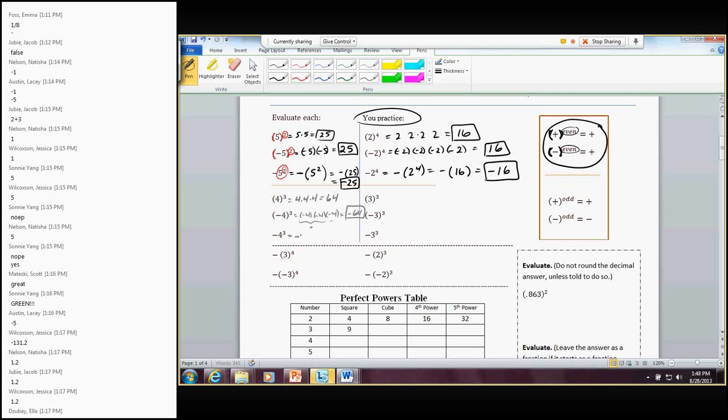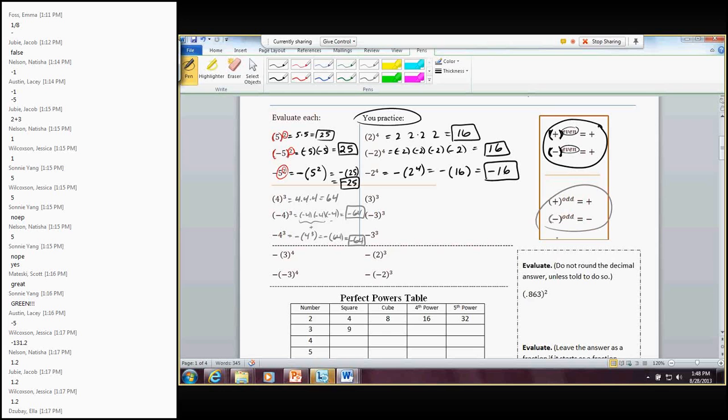This means the opposite of 4 to the 3rd. So the opposite of 64 is also negative 64. Sorry, I had to cram that in there. So when you have a positive to an odd power, it's positive, but when you have a negative to an odd power, it actually stays negative.